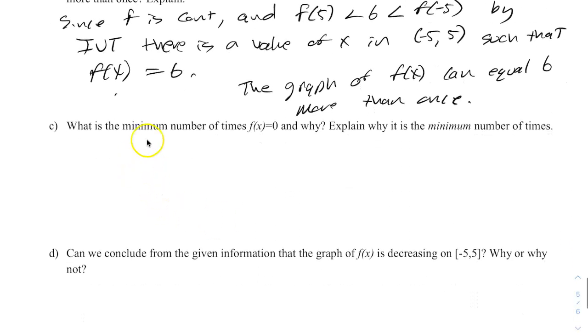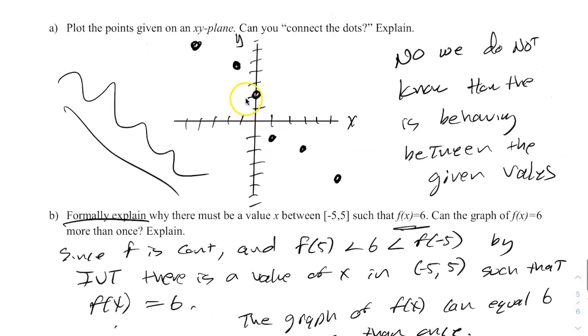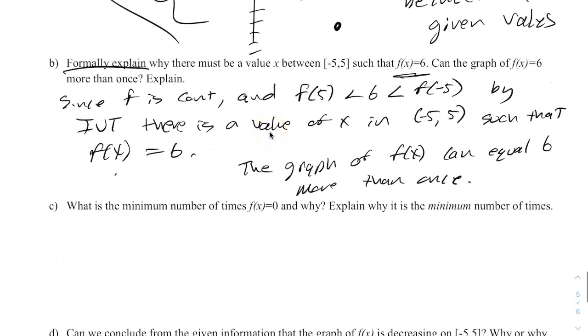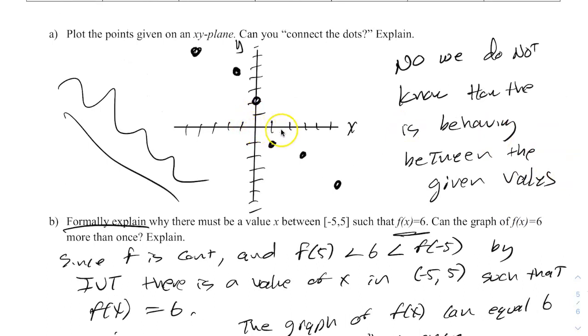Next one. What is the minimum number of times f of x equals 0 and why? Explain why it is the minimum number of times. Well, look at our graph here. The minimum number of times f of x equals 0 is 1, because remember, all we're looking for is a change in sign. From here it goes from positive to negative. So the minimum number of times is 1, on the interval between 0 and 1.